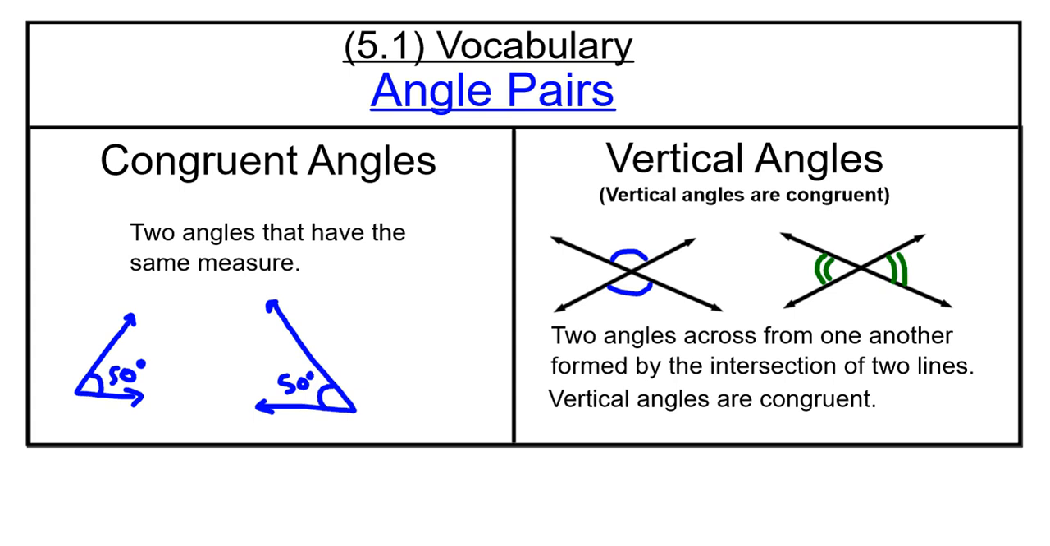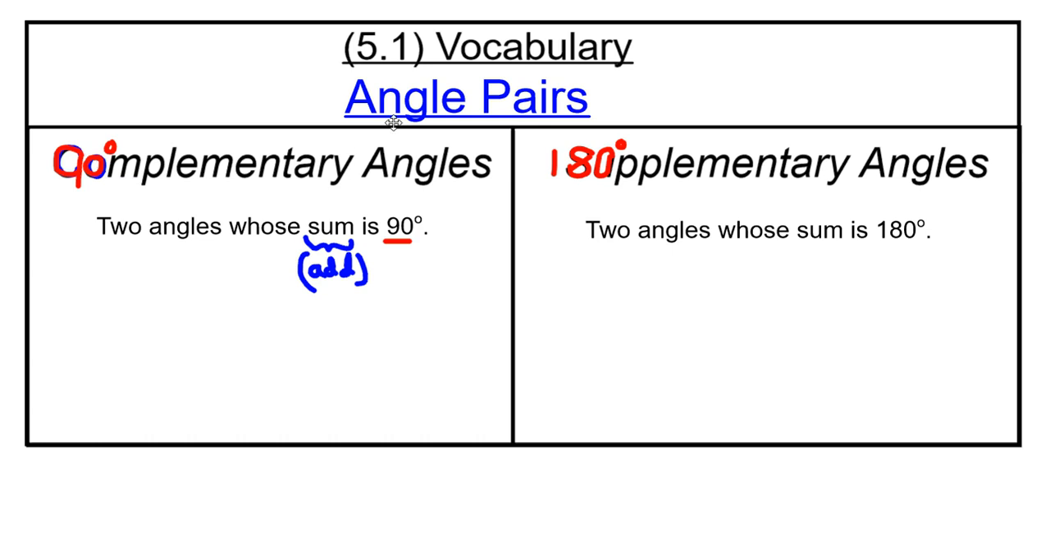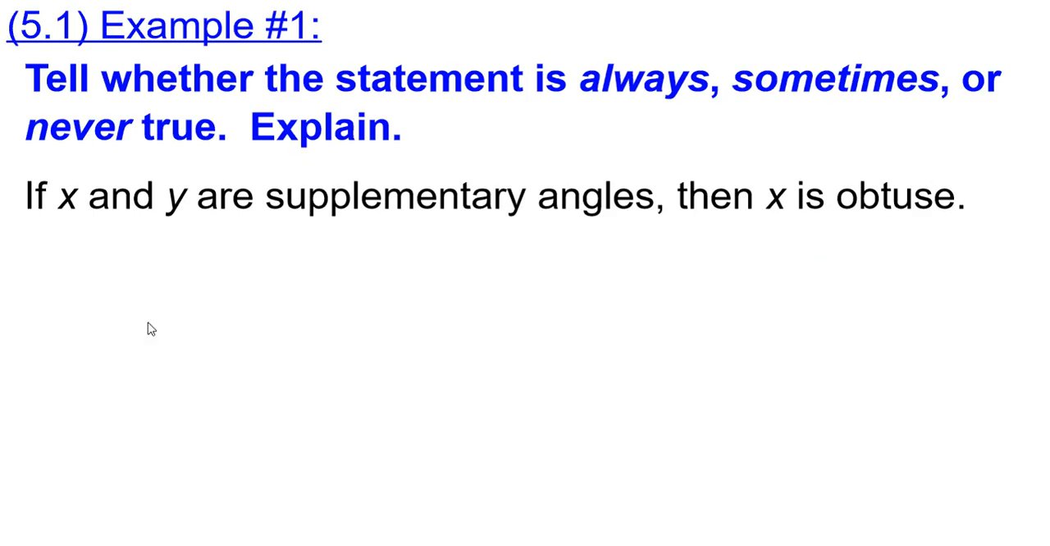All right, so we've got a lot of different types of angles: acute, right, obtuse, and straight. We've got different angle pairs: complementary, supplementary, congruent, and vertical. So we've got a lot of vocab already. We have 4, 5, 6, 7, 8 different vocab terms at this point. So let's try to apply some of them here. So it says, tell whether the statement is always, sometimes, or never true, and explain. I like these kinds of questions. They're kind of like mind puzzles. You've got to think about them a little bit.